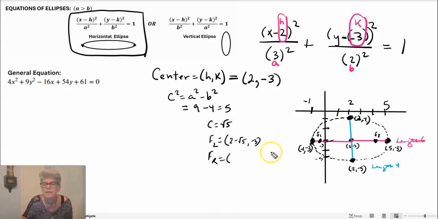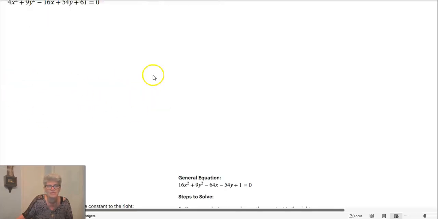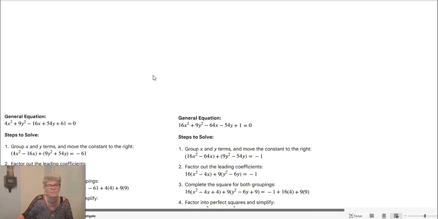And so that's going to be 2 plus the square root of 5, comma negative 3. Okay, now I've done all of that, and luckily enough I do have the answers where we can check it. So I'm going to do 2 examples in here, and if we keep scrolling down, the example we've just done is the one on the left column.